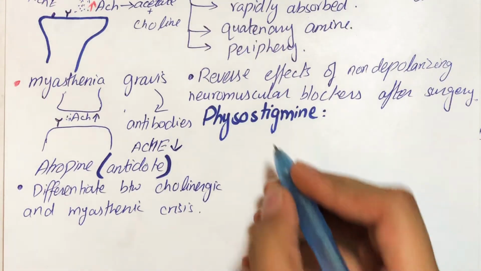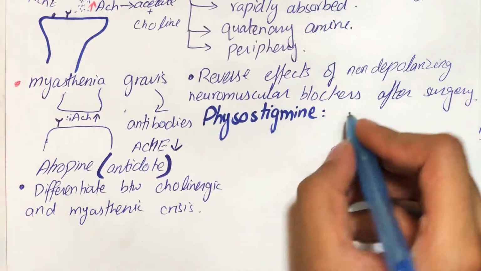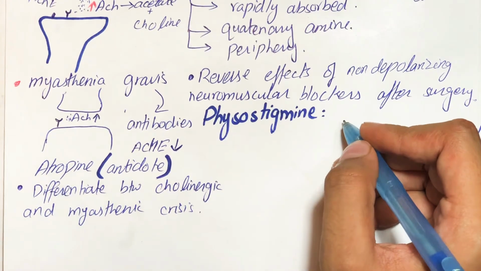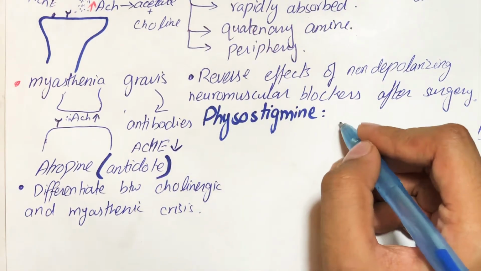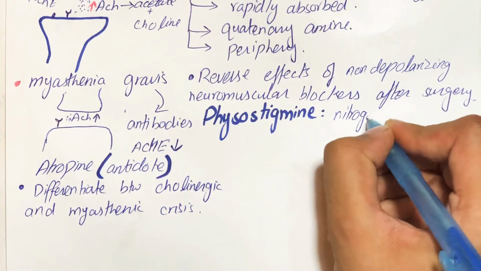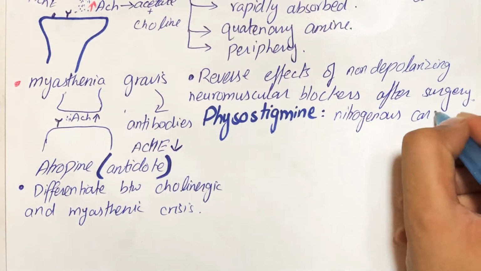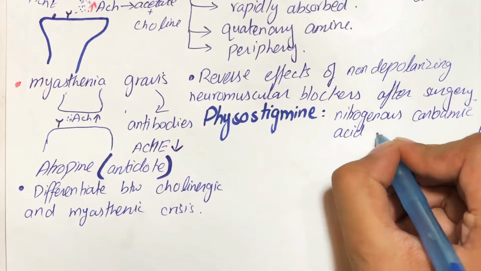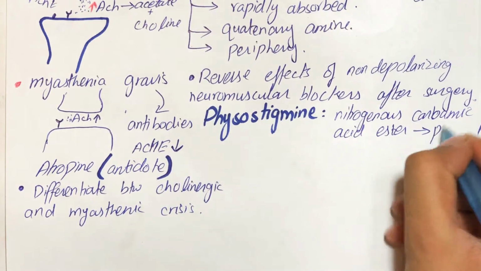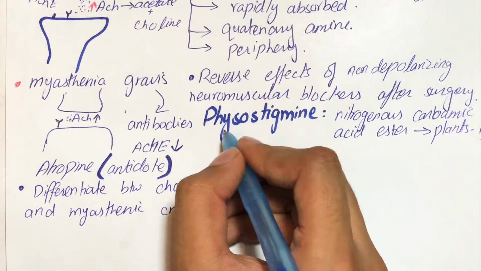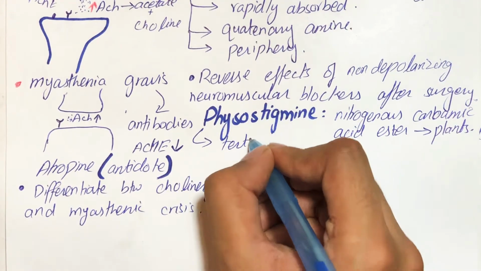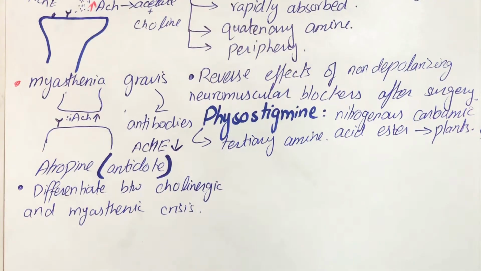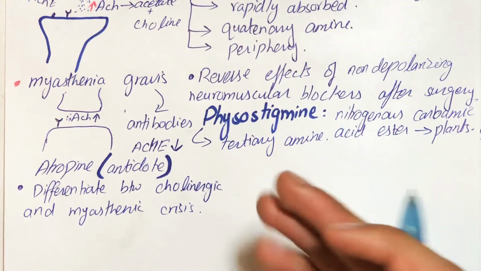And our next agent is Physostigmine. This agent is actually nitrogenous carbamic acid ester, which is naturally present in many of the plants. So it is present in plants, and Physostigmine is actually a tertiary amine, which means the nitrogen present in Physostigmine is further attached with 3 atoms.